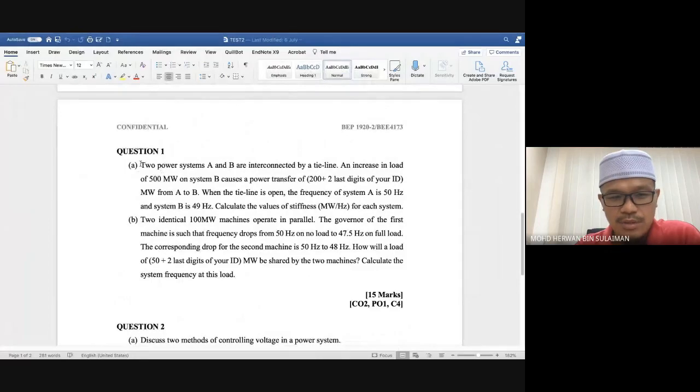Okay, let's do this one, because it is an open-ended question. Two power systems A and B interconnected by tie line, increase in load of 500 megawatts on system B causes power transfer from A to B. When the tie line is open, the frequency of system A is 50, system B is 49. Calculate the value of stiffness for each system. So it's basically similar.